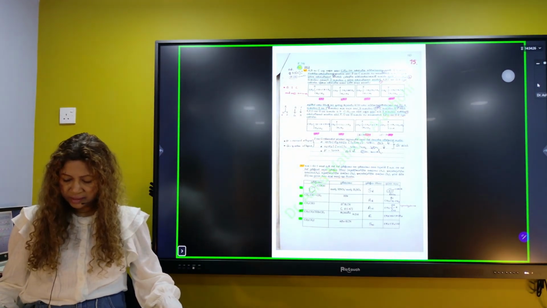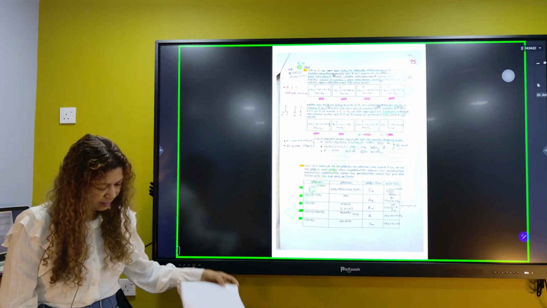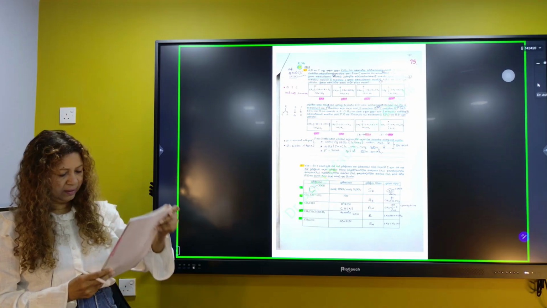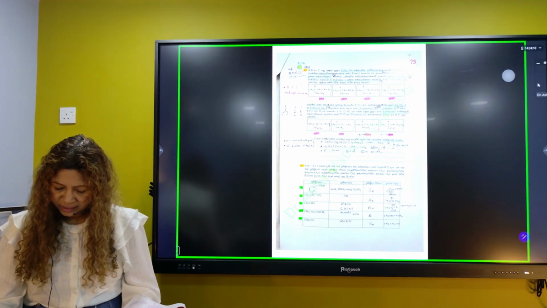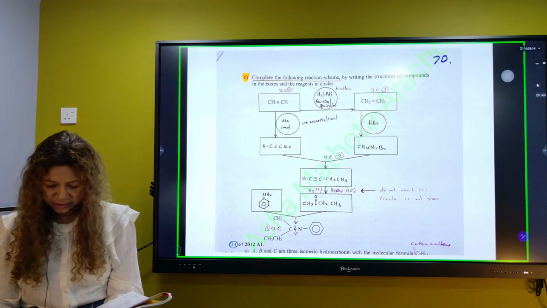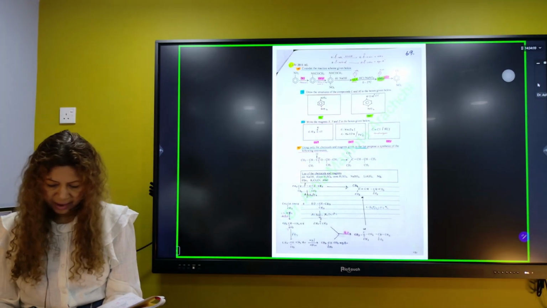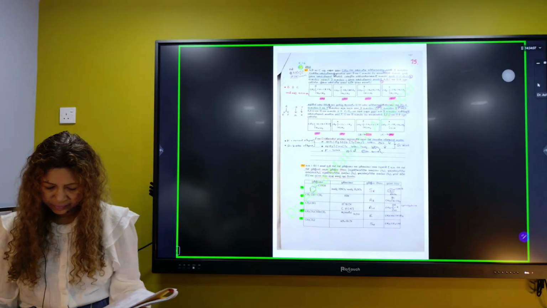Moving to question number 67. We can do more in English because there is this explanation. Question 17. Okay, this one.